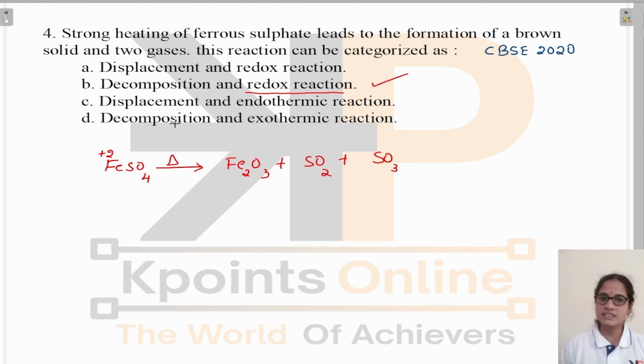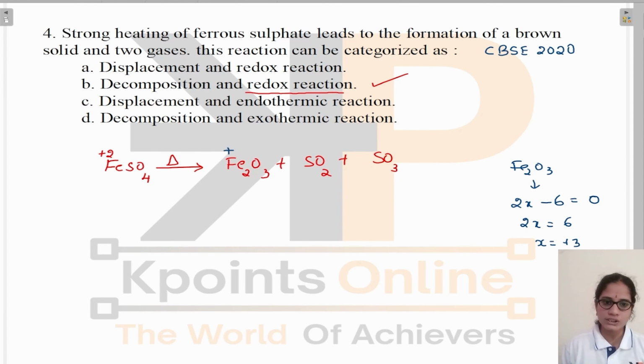Then let us see the oxidation state in the product. We don't know the oxidation state of iron here. Let us check in Fe2O3. Let us keep x for its oxidation state. Then -2 will be the oxidation state for oxygen, but there are 3 oxygens here, so -6. The compound has 0 charge, so 2x minus 6 is equal to 0. Then 2x is equal to 6, so x will be +3.